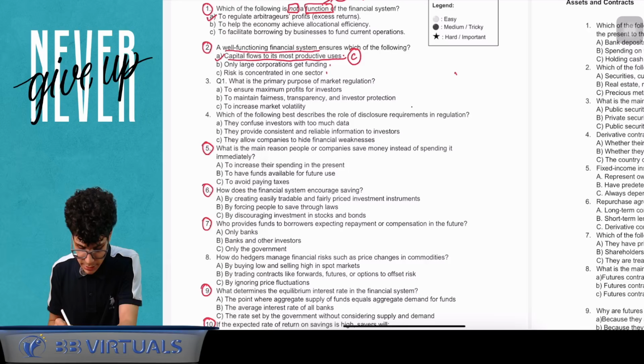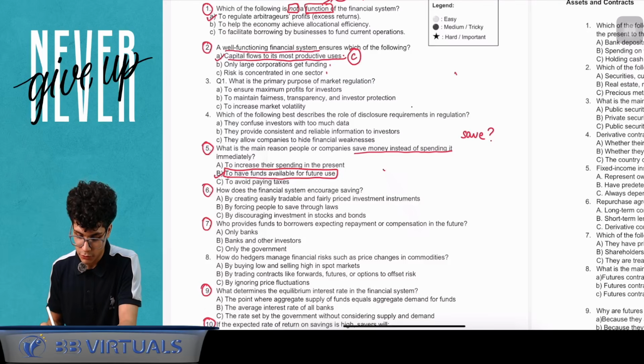Then comes, what is the main reason for people or companies to save money instead of spending it immediately? So why do people save? To increase their spending in the future, to have funds available in the future, or to avoid paying taxes. I shared that we want to save so that we can safeguard our future, right? That 10,000 rupees example.